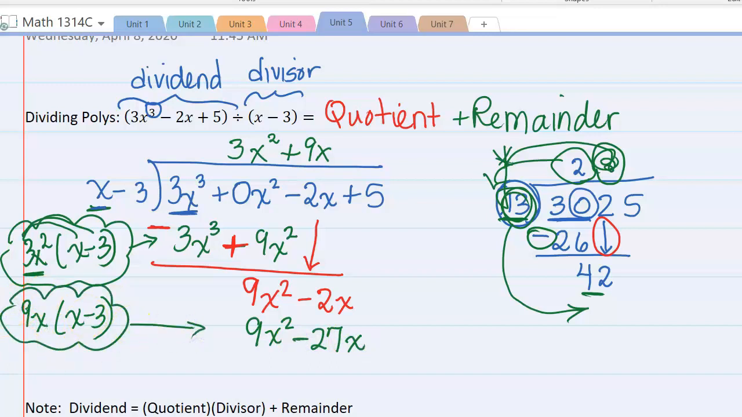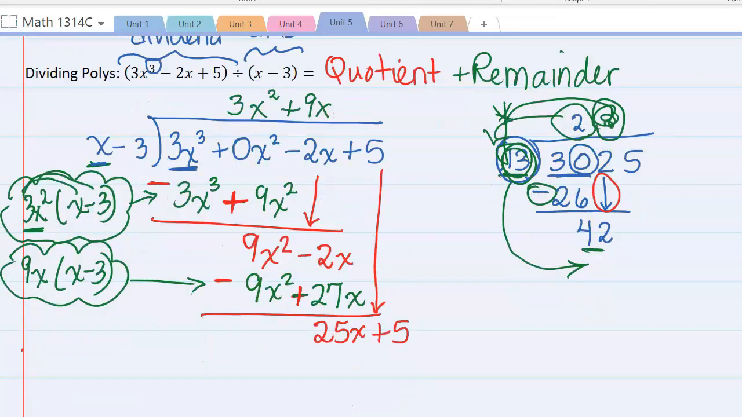The next thing we're going to do is subtract. Remember, instead of subtracting, I'm going to change the signs and add. When I add, the 9x squares are gone, and when I add these two, I get a positive 25x, and then I bring down the next term, and I'm going to continue my division.